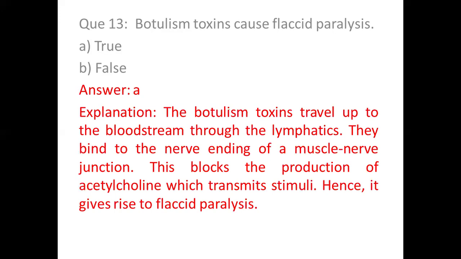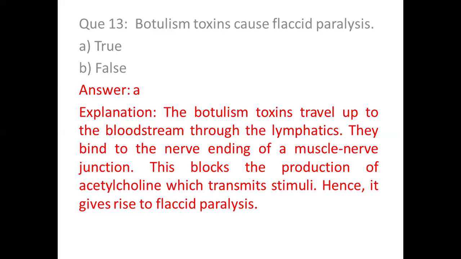The botulism toxin travels up to the bloodstream through the lymphatics. They bind to the nerve ending of a muscle nerve junction. This blocks the production of acetylcholine, which transmits impulses. Hence, it gives rise to flaccid paralysis.